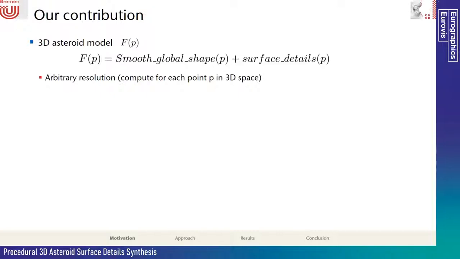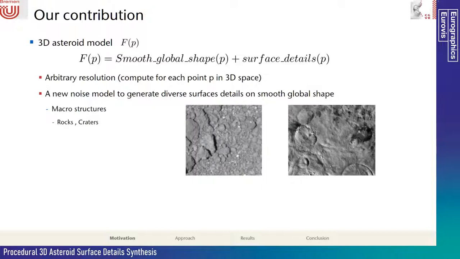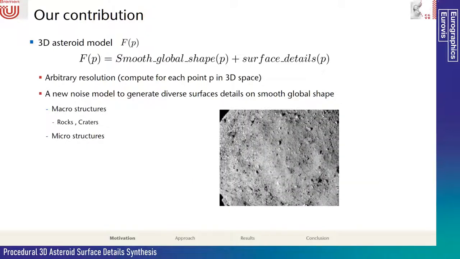Our Lois model is able to generate rocks, craters, and some terrain details. Also, you can see some real images of asteroid surface. From the image, you can see the macro structures such as rocks, boulders, and some different size of craters. And also, you can notice some micro structures on the surface of asteroids.